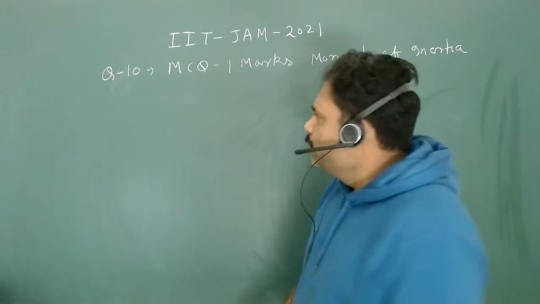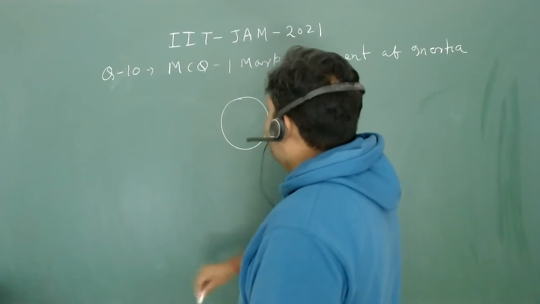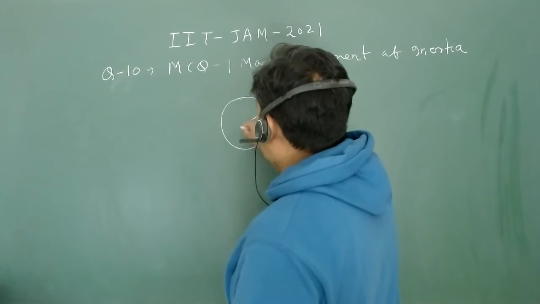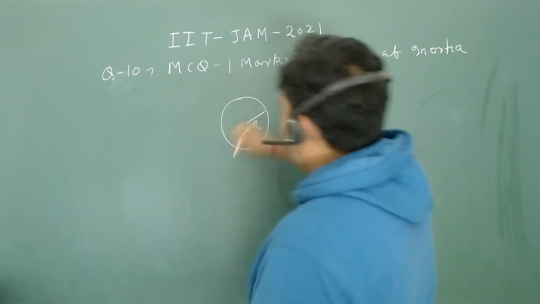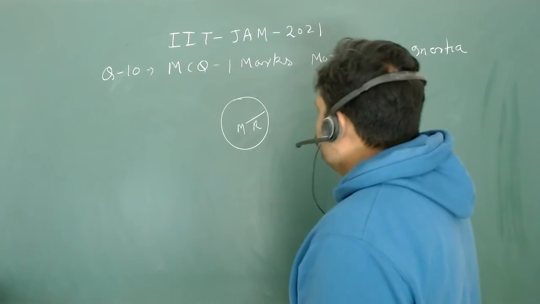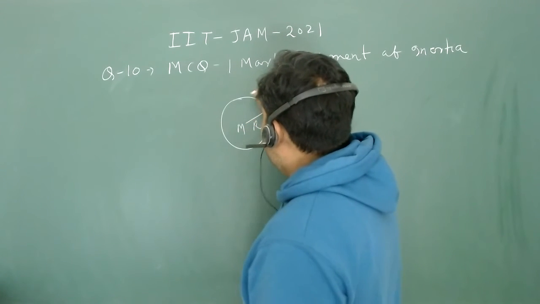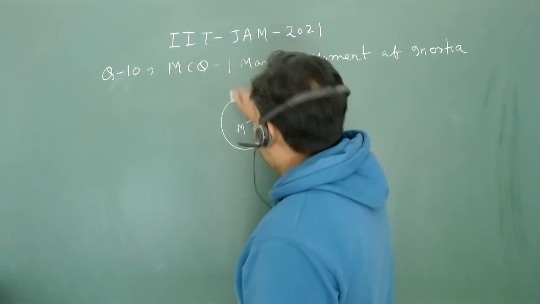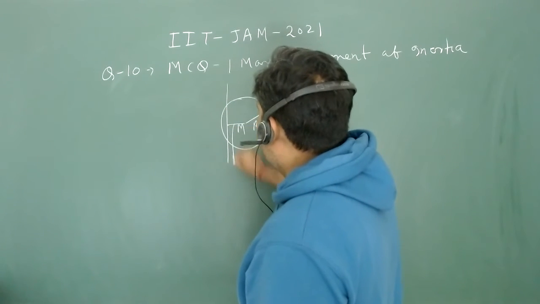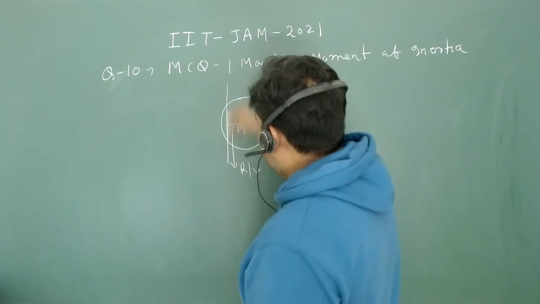So this problem is very simple. It is given that there is a solid sphere of radius r, and it has mass m, and this mass is uniformly distributed. What we have to do is find the moment of inertia of this sphere about the axis which is at a distance, let's say, r by 2. So we have to find this moment of inertia.